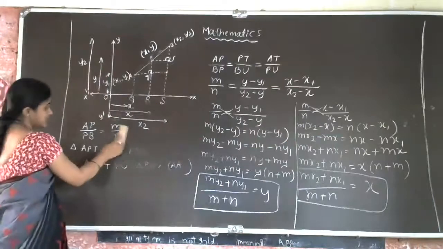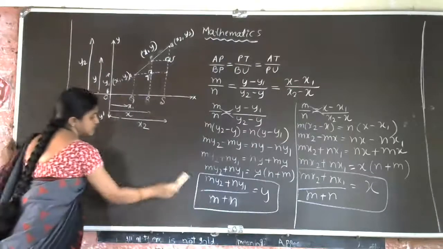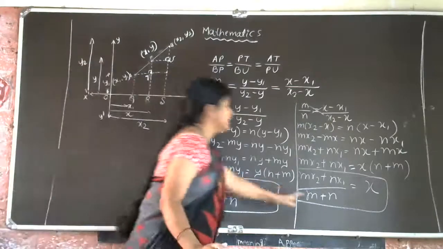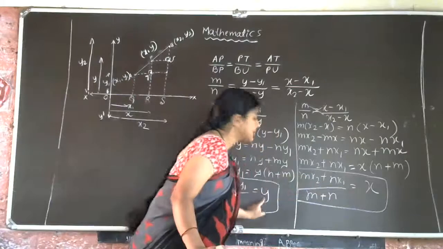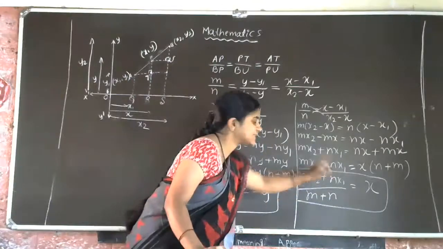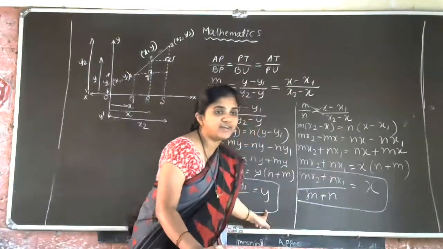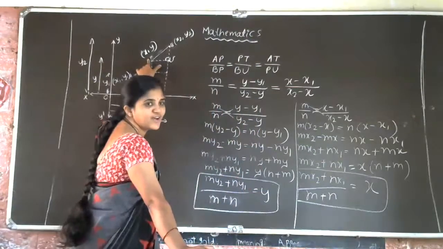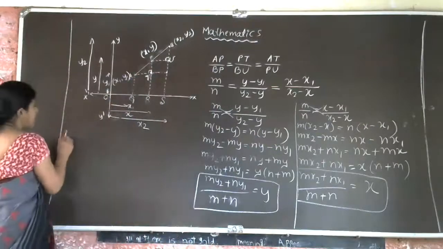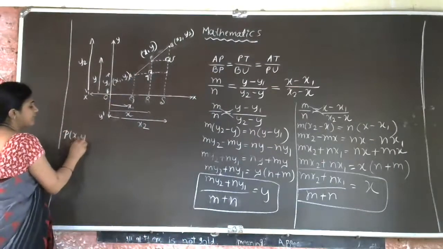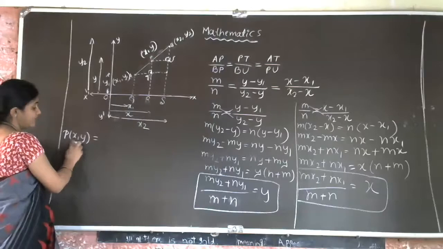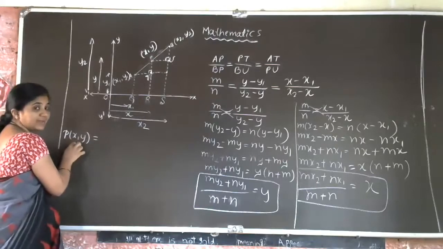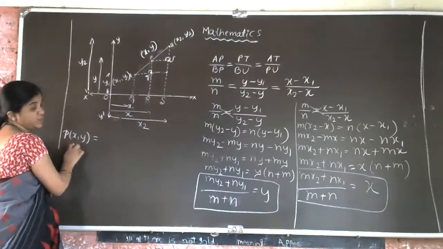Can I rub this one? Yes, this much is not necessary now. Okay, now I'll write the section formula. Here I got the x value and here I got the y value. These x and y are nothing but the coordinates. What coordinates? The P point coordinates. Now, P of x comma y is equal to... we use this formula to get the coordinates of the point P.